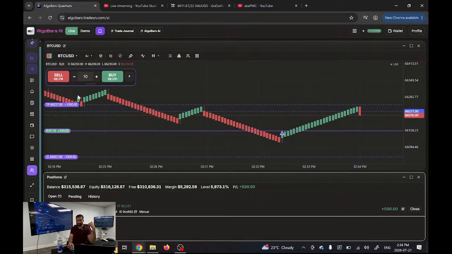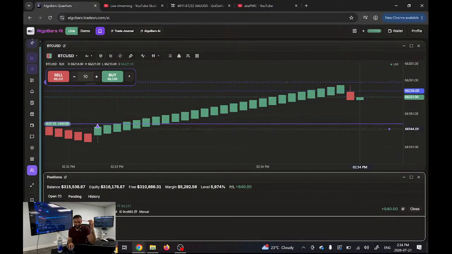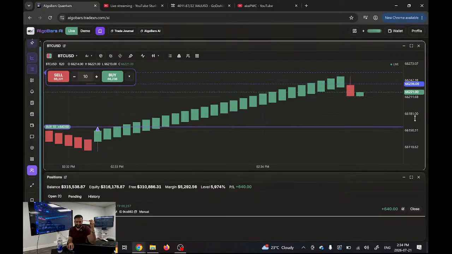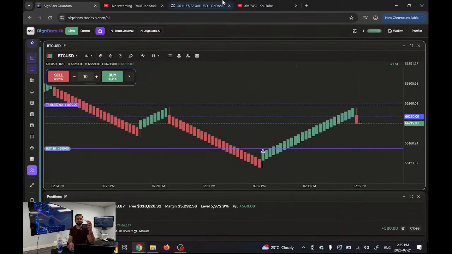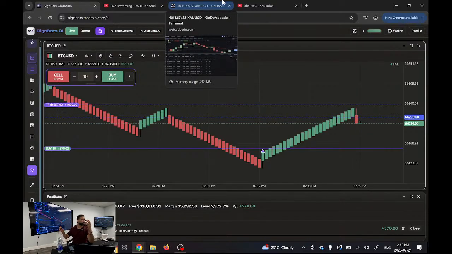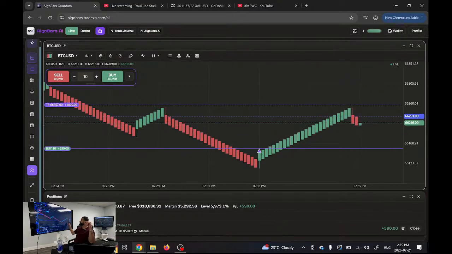So there we go. It's starting. Look at how close it came to our take profit. That's actually ridiculous. Let me just zoom in so you guys can really truly see. There we go. The range bars are based on market points. So if the market moves 20 points or 10 points or whatever it is, it'll generate a new range bar.